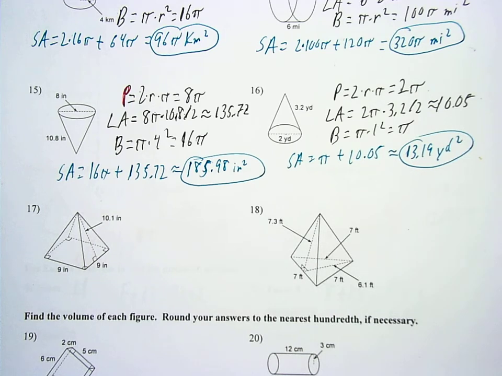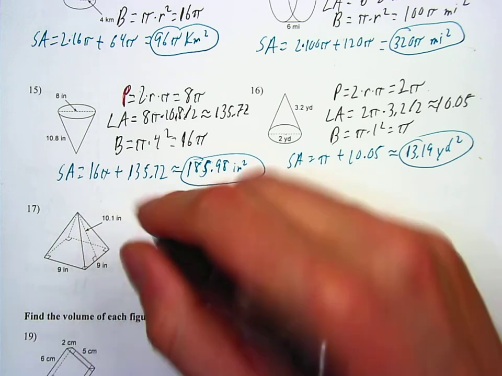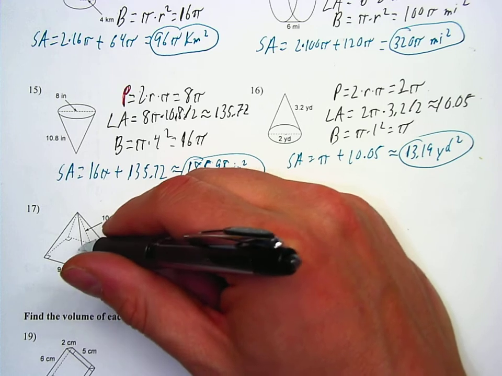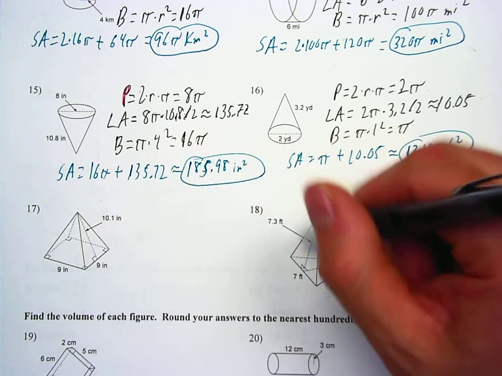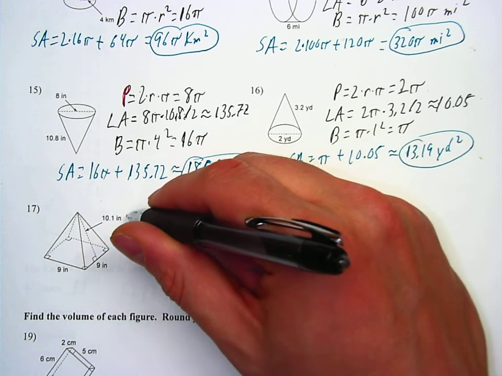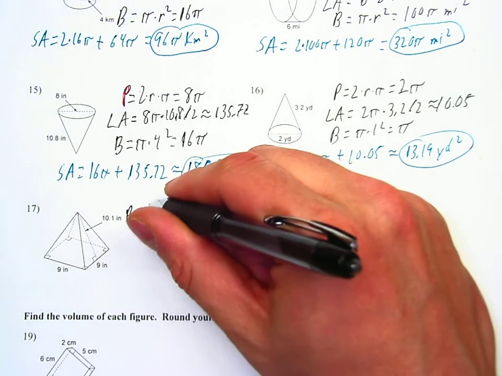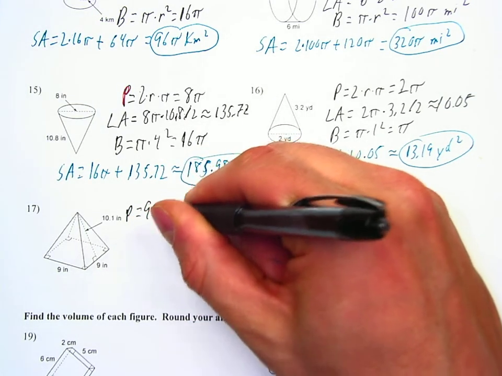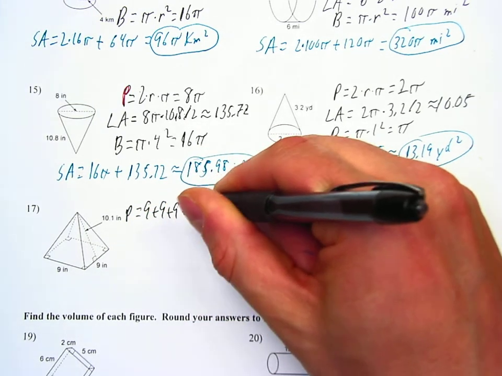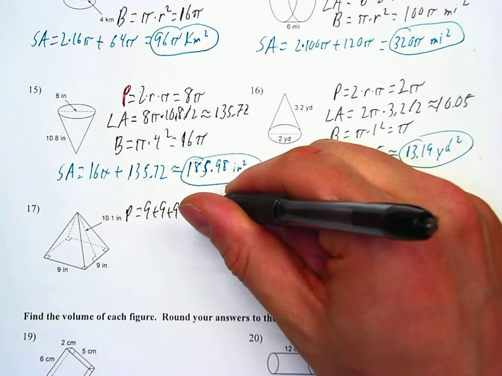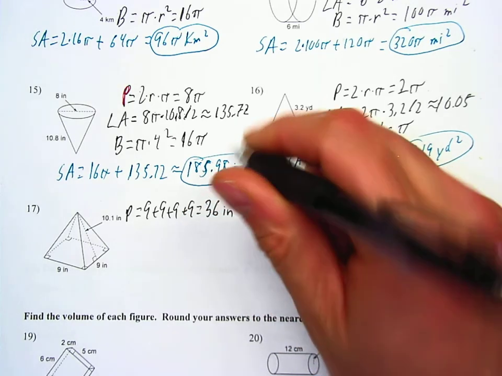All right, the pyramid. Just like the cone, the pyramid only has one base, but we still do the perimeter of the base. The perimeter of the base here is the bottom, the square in this case. So this base has a perimeter of 9 plus itself 4 times, or in other words, 36 inches.